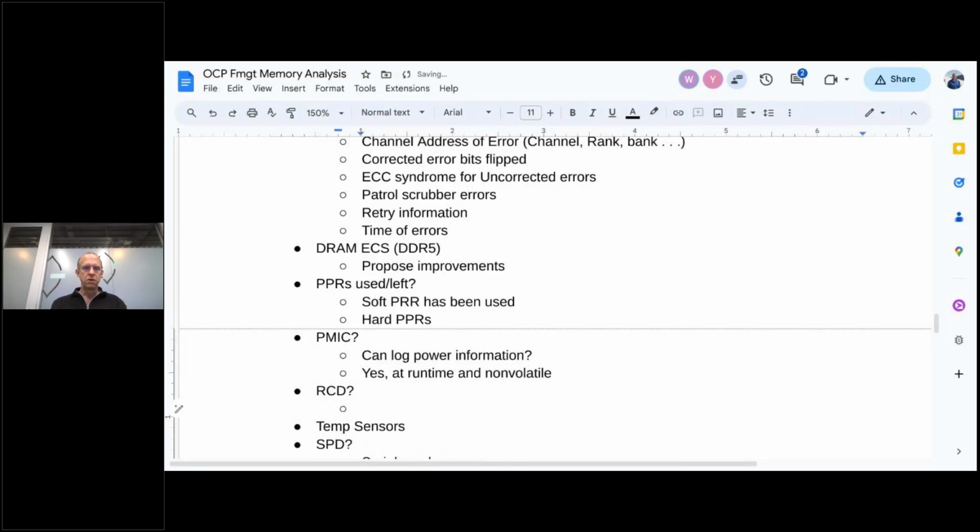Okay. And then what about the RCD? Is there anything in the RCD that we can log? Does anyone know? Okay, I don't know. I've looked at a few RCD specs, but I wasn't looking for error logging. So we'll just have to go look.